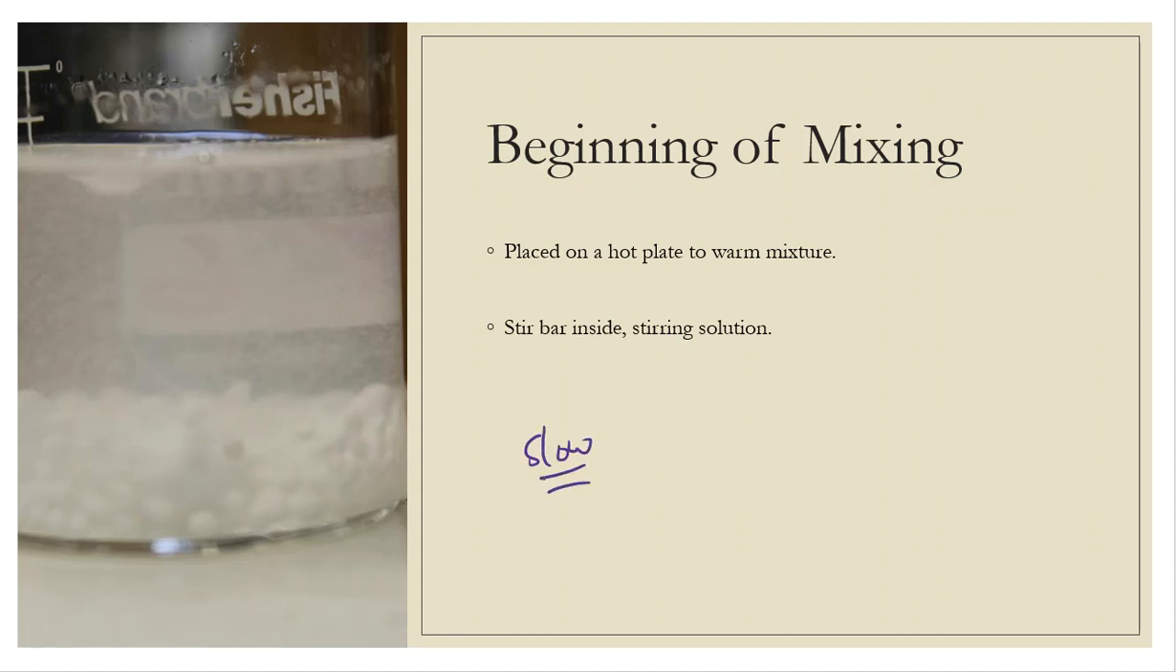Do not evaporate the methanol off, because you don't want to end up with 30 mils when you were supposed to use 50. That doesn't make any sense. So take it slow, don't go crazy with it, and you want to slowly heat this up until the urea is dissolved.